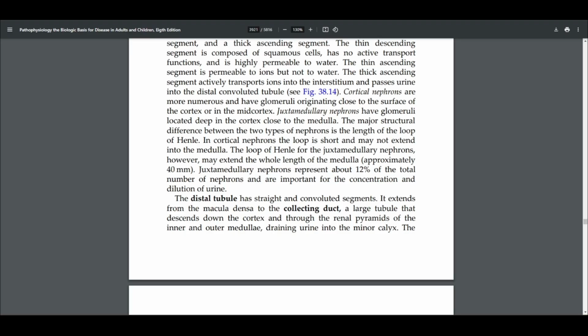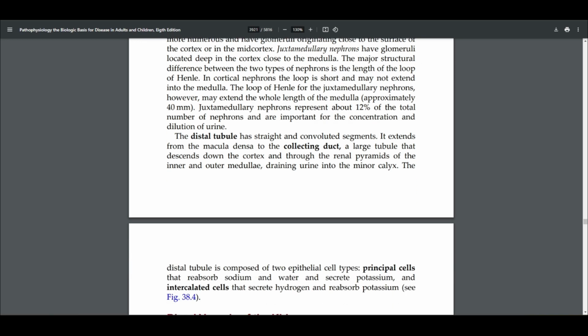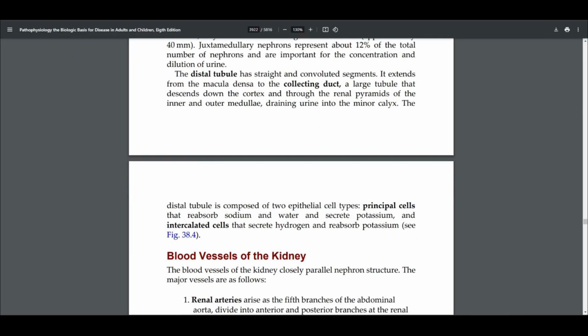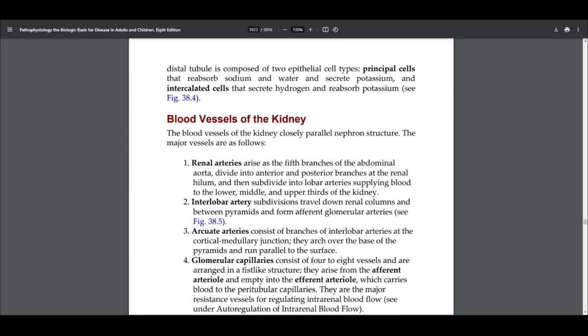Juxtamedullary nephrons represent about 12% of the total number of nephrons and are important for the concentration and dilution of urine. The distal tubule has straight and convoluted segments. It extends from the macula densa to the collecting duct, a large tubule that descends down the cortex and through the renal pyramids of the inner and outer medulla, draining urine into the minor calyx. The distal tubule is composed of two epithelial cell types: the principal cells that reabsorb sodium and water and secrete potassium, and the intercalated cells that secrete hydrogen and reabsorb potassium.